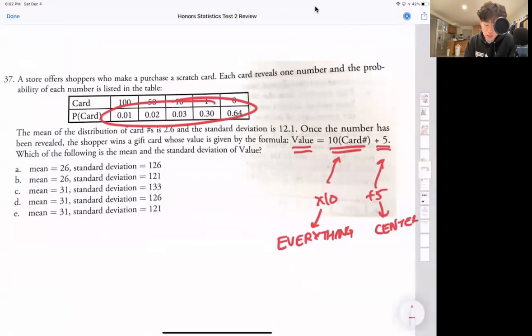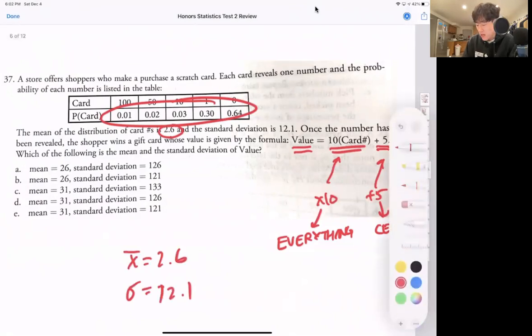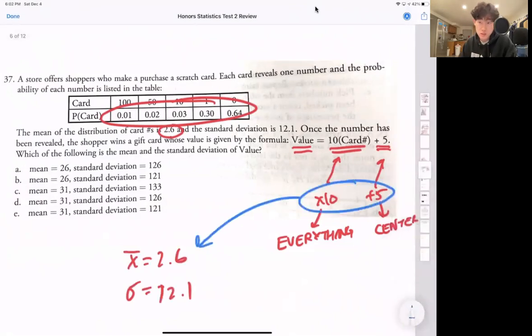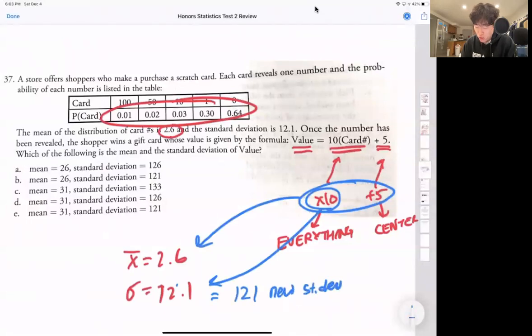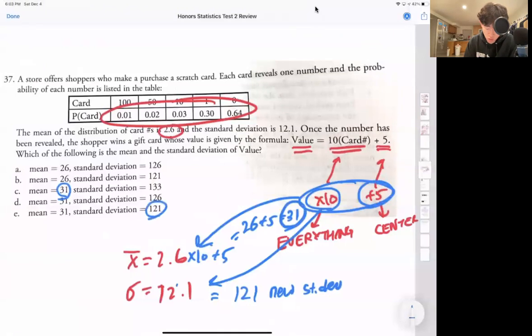So when we're talking about the mean of 2.6 and a standard deviation of 12.1, what must happen is that both changes must apply to the mean, whereas only the multiplication gets applied to the standard deviation. So 10 times 12.1 actually gives you 121 for the new standard deviation. What about the plus 5? We don't care about that because only the center gets impacted by that. So you're going to multiply the mean by 10 and then add the 5. So this actually becomes 26 plus 5, which is 31. So the new mean is 31 and a standard deviation of 121. So I'm going to eliminate A and B because the mean is not 31, but the only one that makes sense is E from that point onwards.